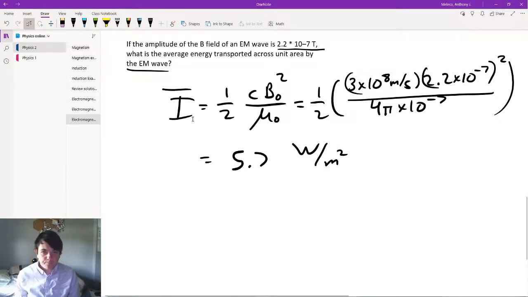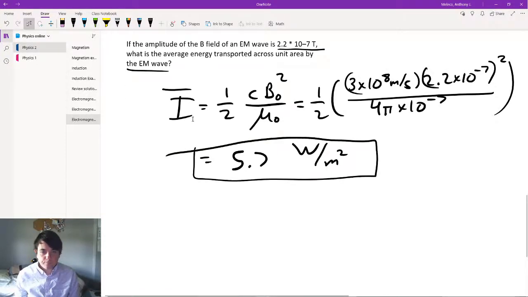So that's pretty much it. Another word for that, I guess, would be power.